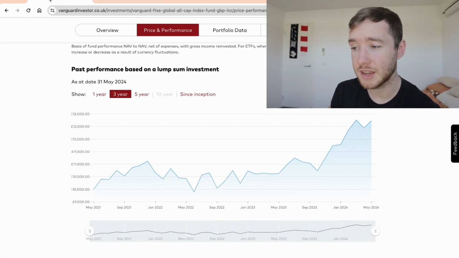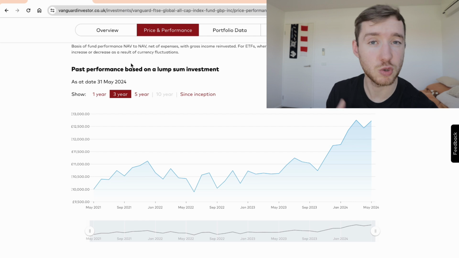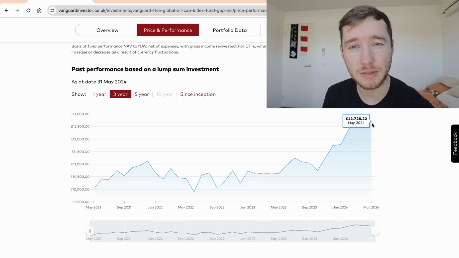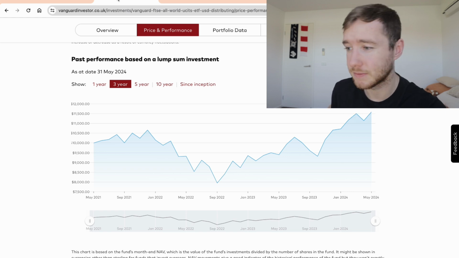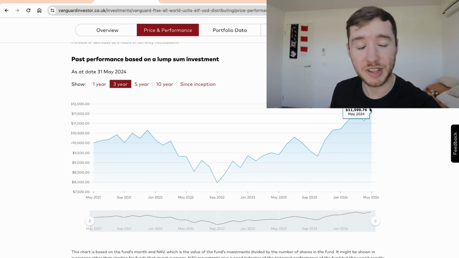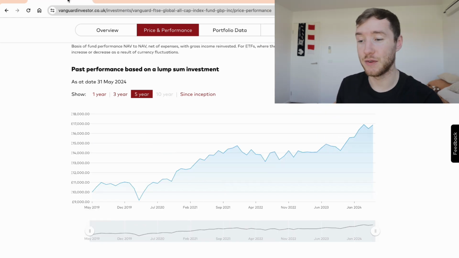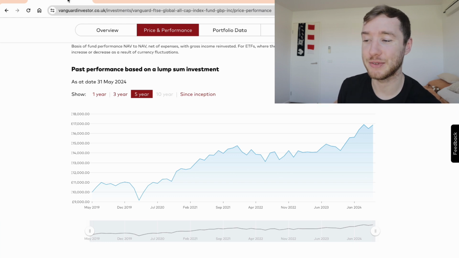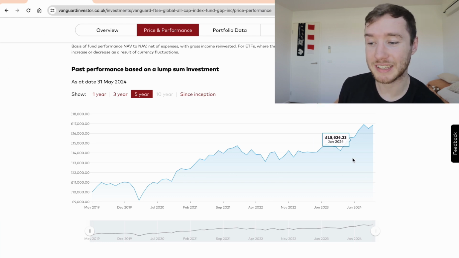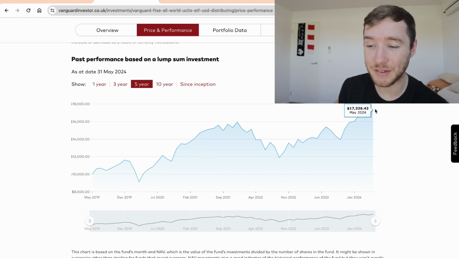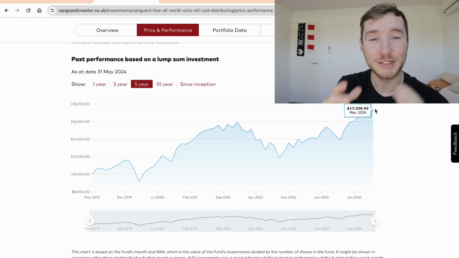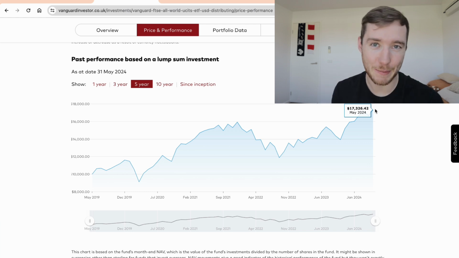Over the last 3 years, the FTSE Global All Cap would leave you with £12,728 compared to the FTSE All World's £11,590. So there's actually a bit of outperformance there from the FTSE Global All Cap. But then over the last 5 years, £10,000 in the FTSE Global All Cap gives you £16,880 compared to the FTSE All World's £17,328. So now the FTSE All World has slightly outperformed.